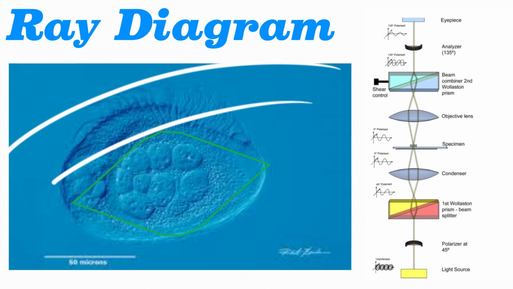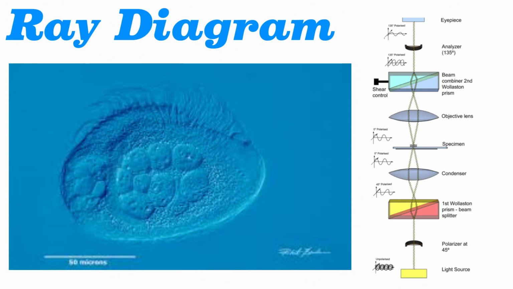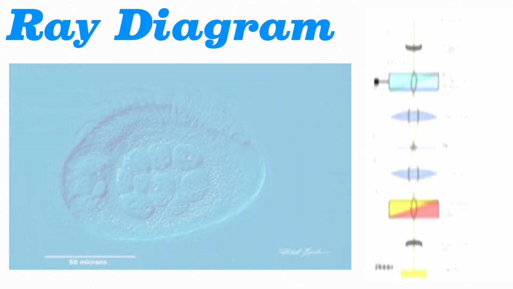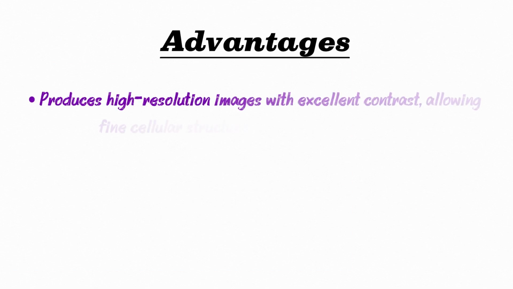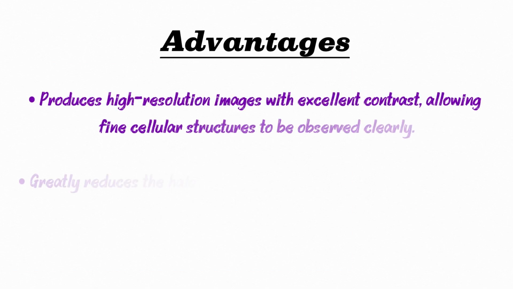The final image appears as black to white shades on a gray background. One side of the specimen appears bright, while the opposite side appears dark, producing an embossed or shadow-like appearance. This makes cell boundaries and fine intracellular structures much easier to distinguish. However, remember that this shadow effect only creates the illusion of depth and does not represent the true three-dimensional structure of the specimen. The differential interference contrast microscope has several advantages.